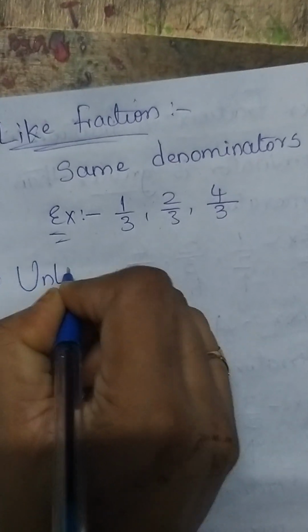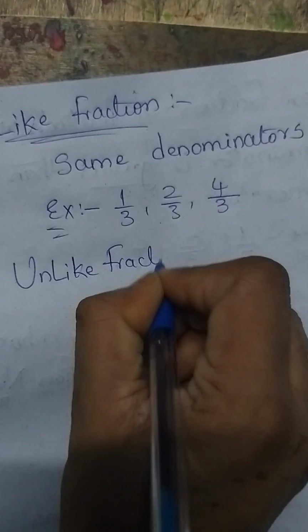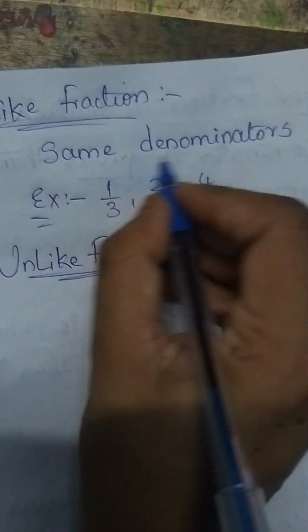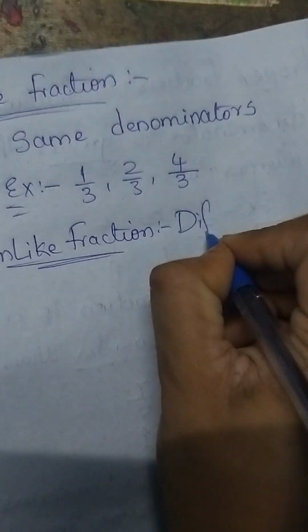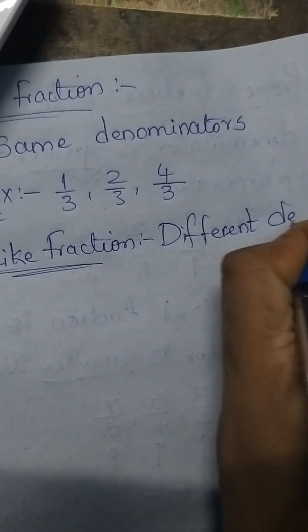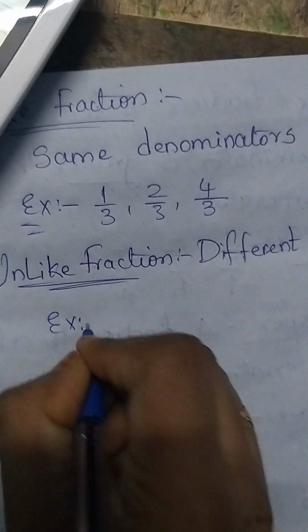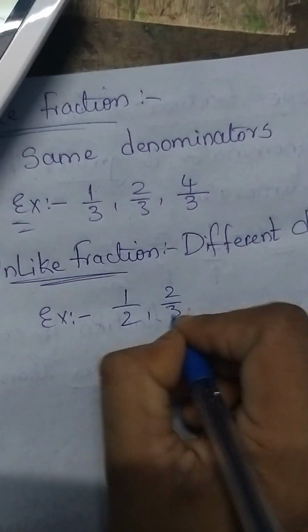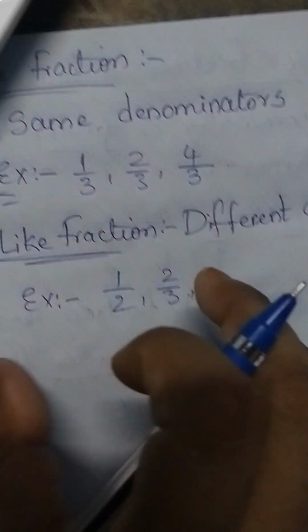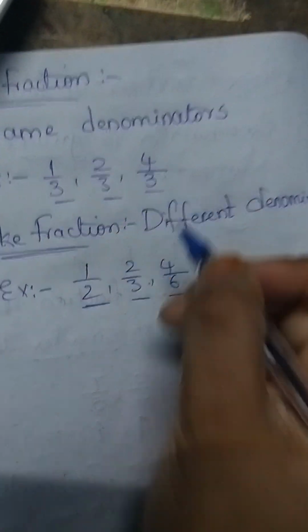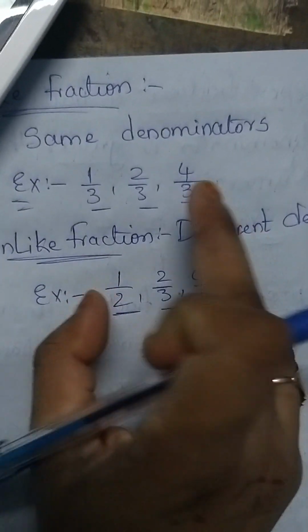What is an unlike fraction, children? It is the opposite of this, different denominators. Different denominators means unlike fractions. If you are given an example like 1 by 2, 2 by 3, 4 by 6, don't look at the numerator, see only the denominator part. This one, this one, this one. In this one, 3, 3, 3, 3. So which fraction is this?